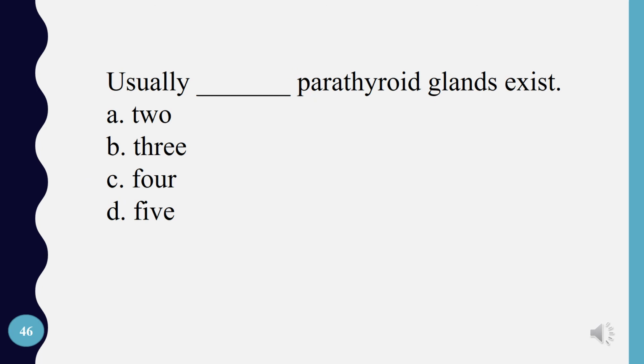Usually, how many parathyroid glands exist? A. 2. B. 3. C. 4. D. 5. The answer is C. 4.